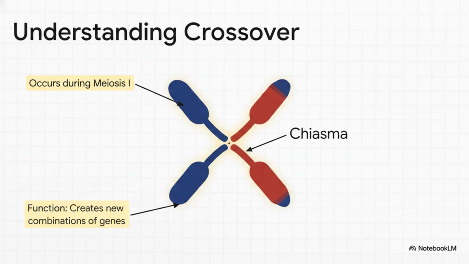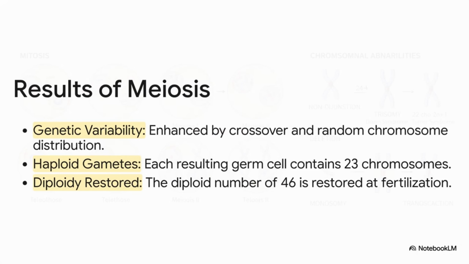And this isn't some rare one-off event either. On average, we're talking about 30 to 40 of these crossovers happening every single time a germ cell goes through meiosis. The function is crystal clear: to shuffle the genetic deck and make sure that every single sperm or egg cell is genetically unique. So at the end of the day, what are the big results of meiosis?